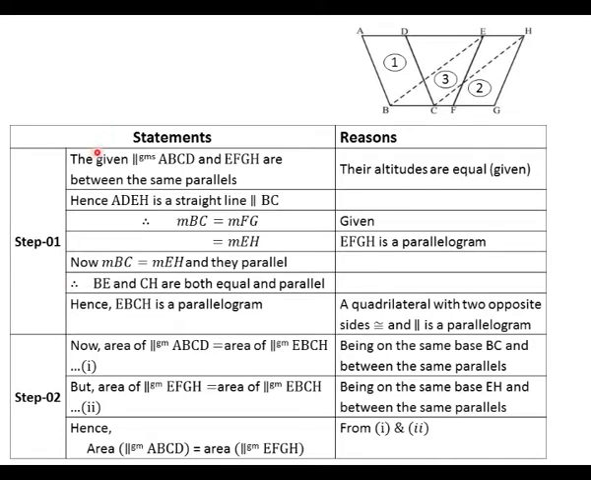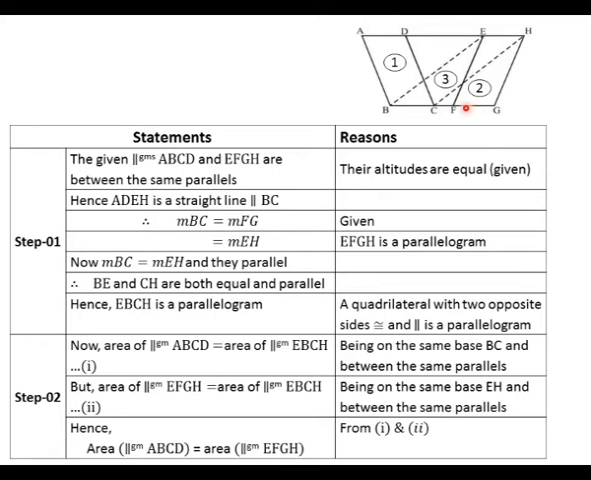It is written that the given parallelograms ABCD and EFGH are between the same parallels. Both parallelograms are between the same parallel, as I told you earlier that BCFG is parallel to ADEH. Hence, ADEH is a straight line and parallel to BC. Now BC is equal to FG. This is BC and this is FG. These both are equal.